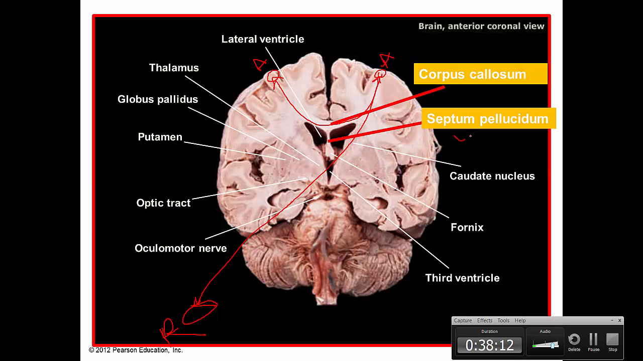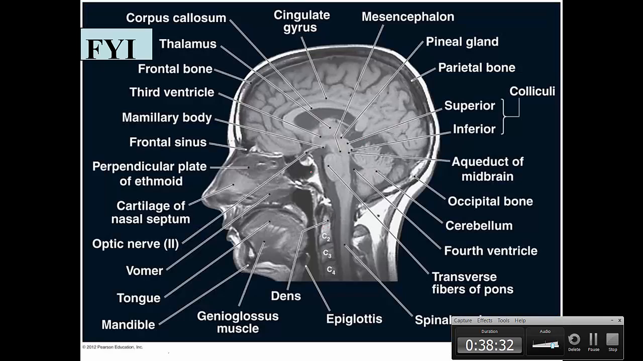We have another structure here called the septum pellucidum, and the septum pellucidum is basically this structure here. This one is like a boundary between the two lateral ventricles. So this is a lateral ventricle and this is another lateral ventricle. Here's an FYI slide that shows you the corpus callosum, shows you different parts of the brain stem as well, and also shows you the cerebellum.